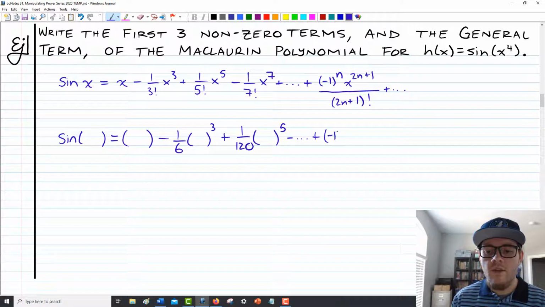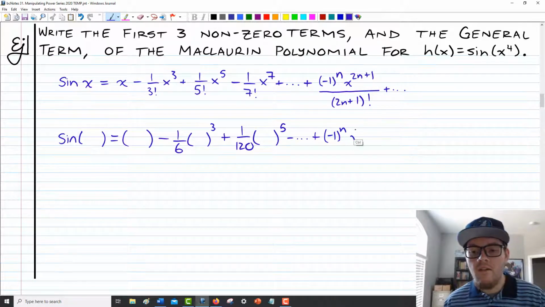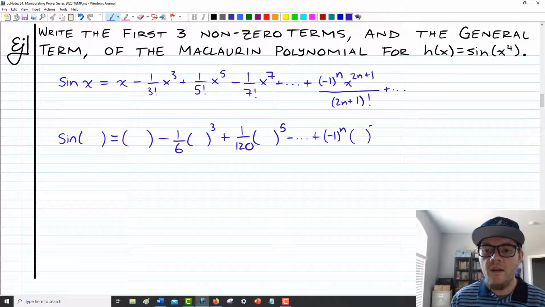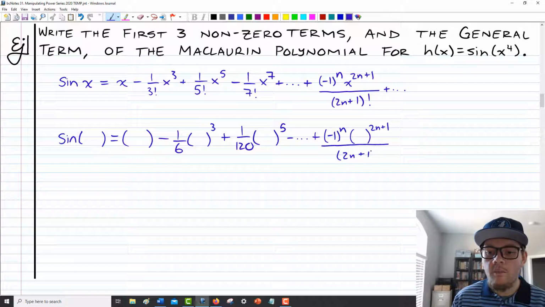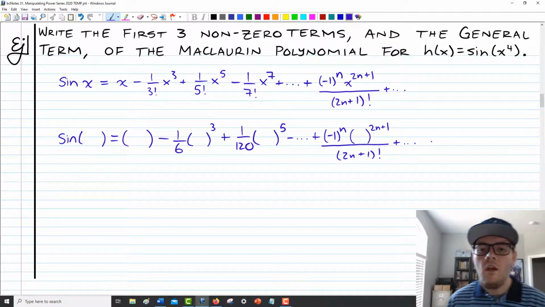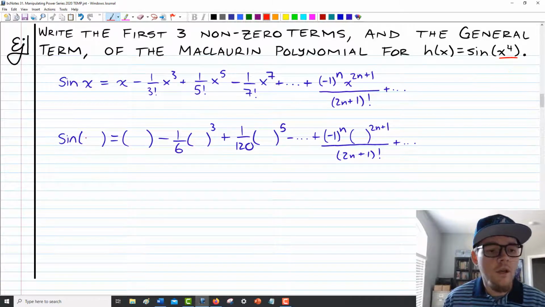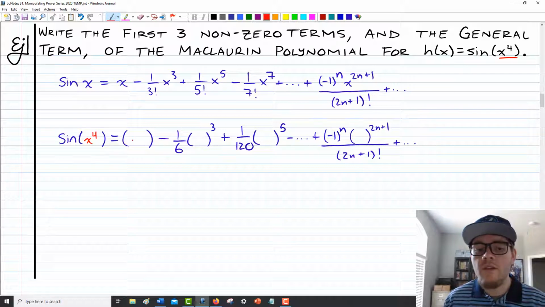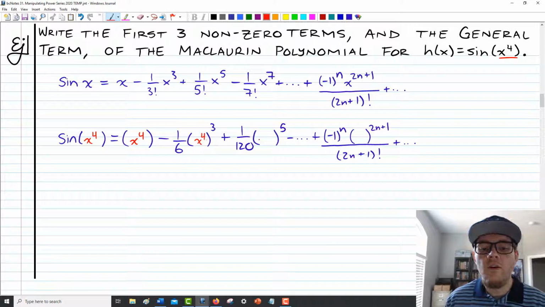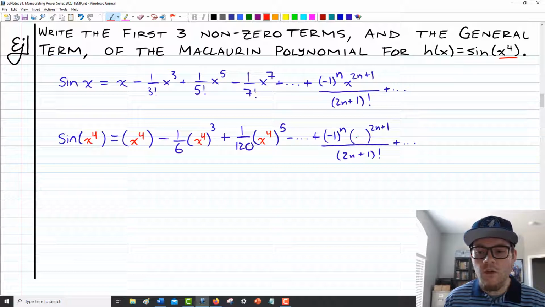Then last but not least, I'll have negative 1 to the n, and then instead of x to the 2n plus 1, we'll have room for that, 2n plus 1, all over 2n plus 1 factorial. So there's our stuff. Now, of course, what we were interested in was specifically sine of x to the fourth. So that means we need to substitute in that monomial x to the fourth. So that'll be x to the fourth, 1/6 x to the fourth to the third, 1/120th of x to the fourth to the fifth, and then that whole general term, negative 1 to the n, x to the fourth to the 2n plus 1 over 2n plus 1 factorial.